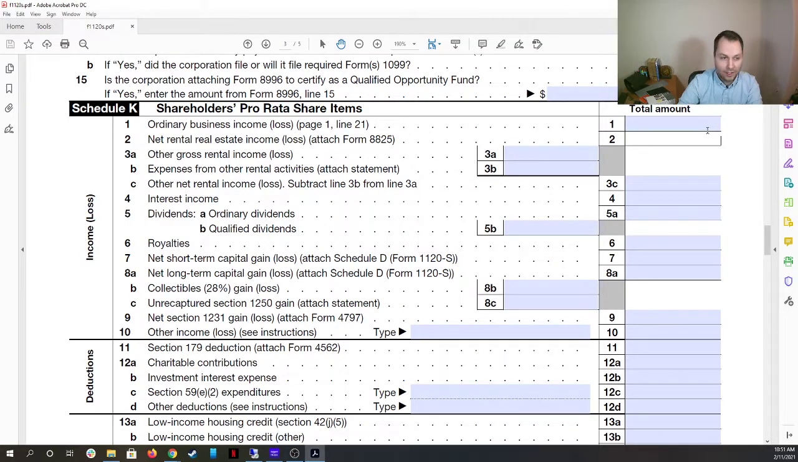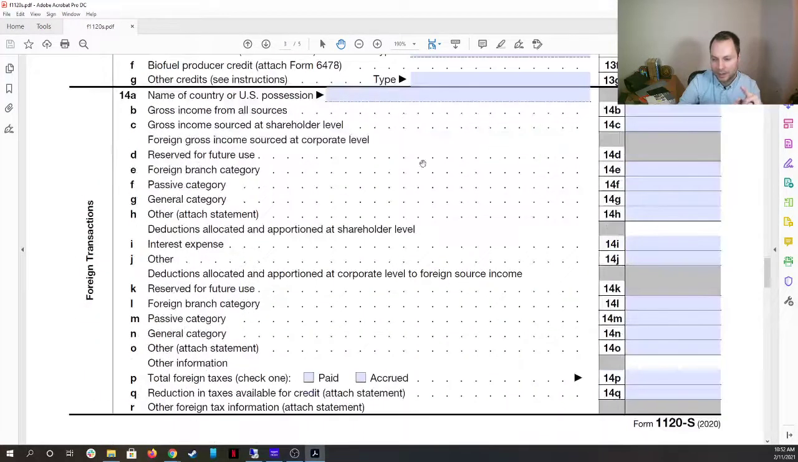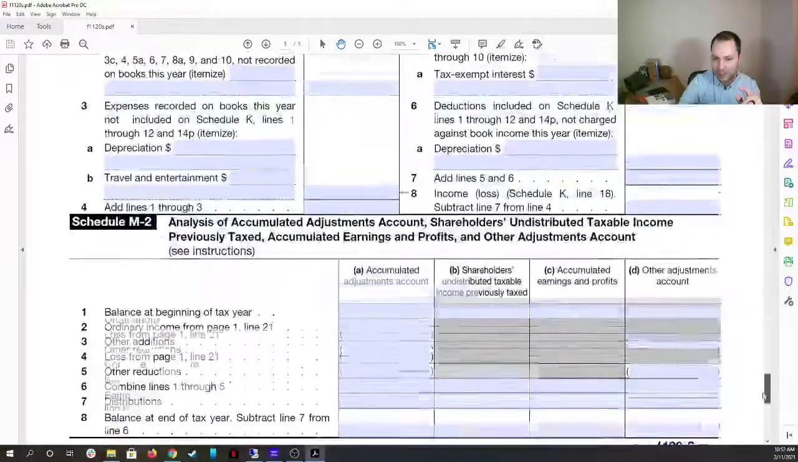Gross rental, net rental business income right here. So if your S-Corp is a rental business, that's where the net income is going to come through. And there's going to be attachments that detail the properties and the income and expenses for those rental properties. And then you're going to have your ordinary business income from the top page there. And then if you had any distributions, it should show up on here as well. Not on this one. Distributions will show up at the bottom, sorry.